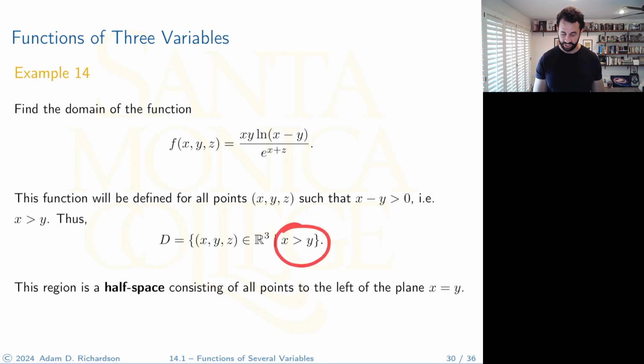Yeah, what is this region here? This region is the half space. We call it a half space because it's like half of space, consisting of all the points to the left of the plane x equals y. Excuse me. Let's look at it in Mathematica.